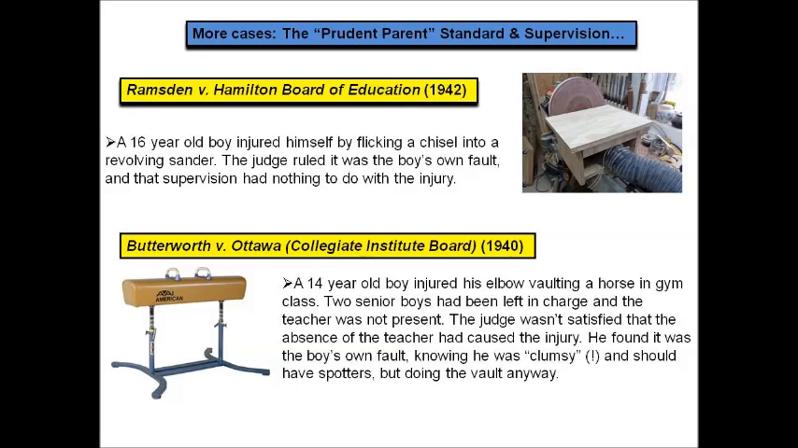More cases. The prudent parent standard and supervision. In Ramsden v. Hamilton Board of Education in 1942, so quite an old case, here we have a 16-year-old boy injuring himself by flicking a chisel into a revolving sander. And the judge ruled it was the boy's fault and that the supervision had nothing to do with the injury. You're the shop class teacher, you've told them safety rules, you've showed them how to be safe, but can you be standing over every kid at every time? What if a kid wants to do something dumb?